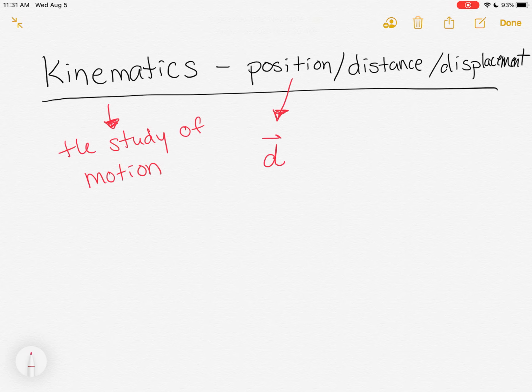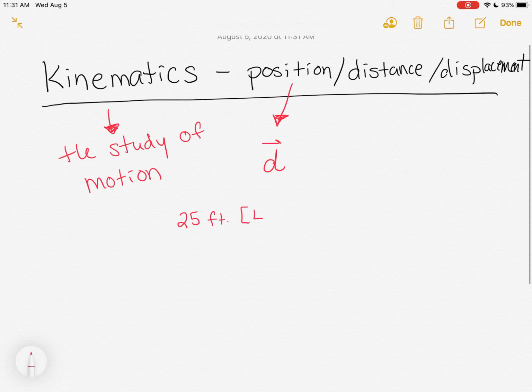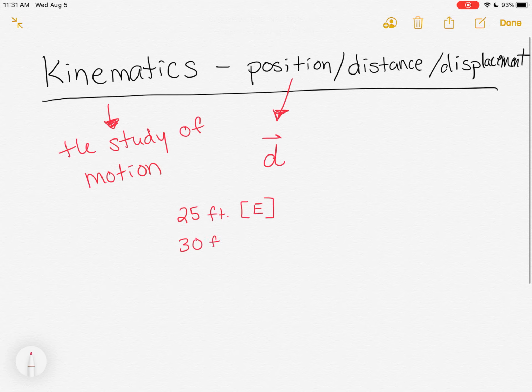is always going to be at a particular spot in reference to a different spot. So for example, we can describe the position of the door in our classroom. Okay, and so we could say that the door in our classroom, if we're talking about its position, is say 25 feet to the east of us, okay? Or maybe if we're standing in a different spot in the classroom, it's 30 feet to the west, okay?